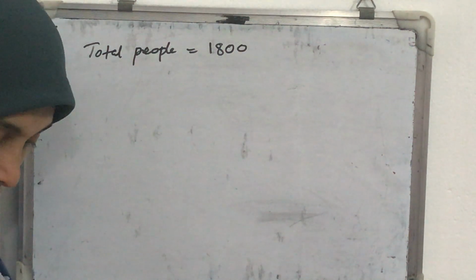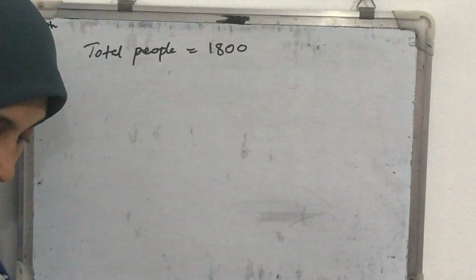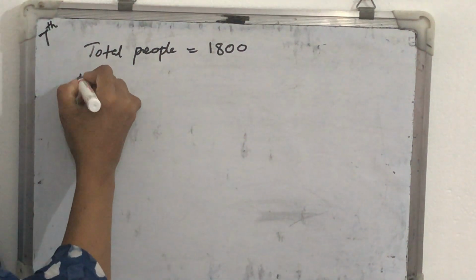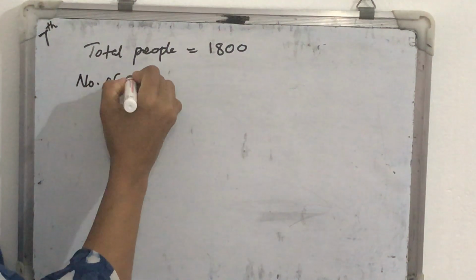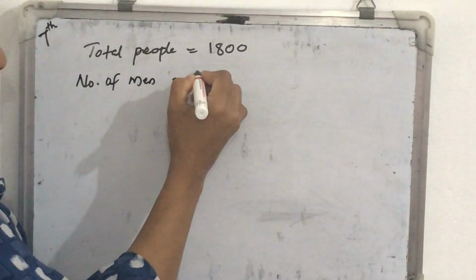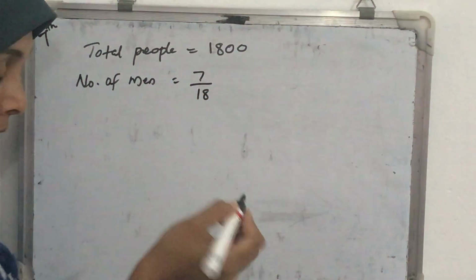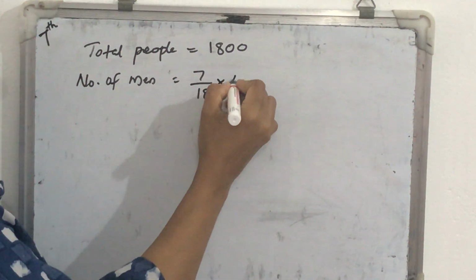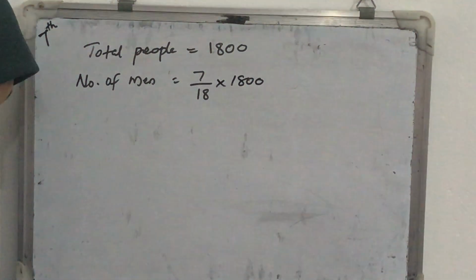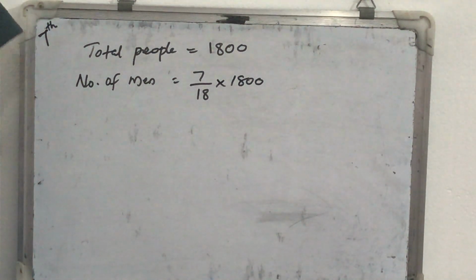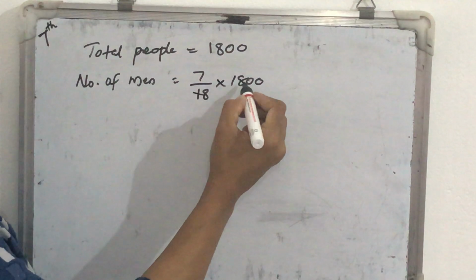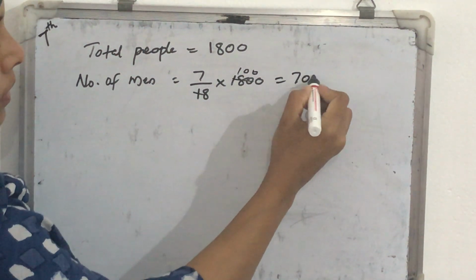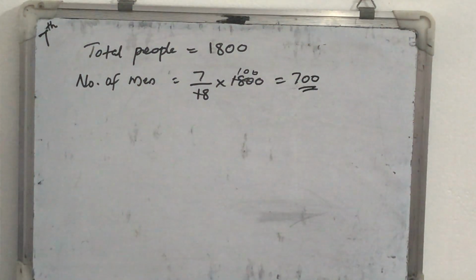Next, how much will be the number of men? It is given as the fraction 7 by 18 of them were men. So how can we find the number of men? Number of men equals 7 by 18 of the total. 7 by 18 into 1800. So we will get 100 into 7, 700 men attended.